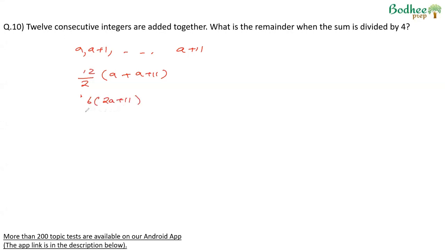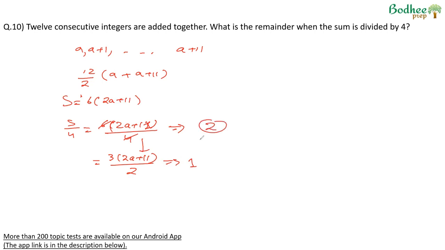Now, if we divide the sum s by 4, s by 4 will be 6 into 2a plus 11 by 4. Dividing by 2, we get 3 into 2a plus 11 by 2. Clearly, the numerator is odd. 3 is odd, 2a plus 11 will be odd, even plus odd. Odd divided by 2 will give us a remainder of 1. But we reached this when we divided the numerator and the denominator by 2, so the original remainder will be 1 into 2, which is 2. Hence, the remainder when the sum is divided by 4 will always be 2.